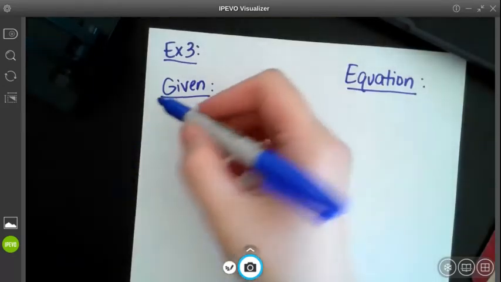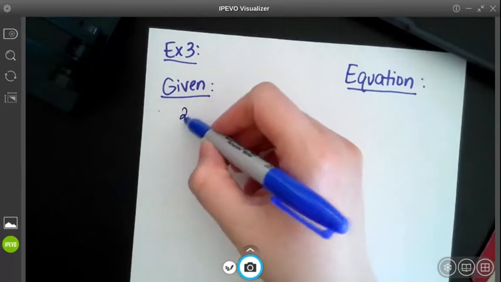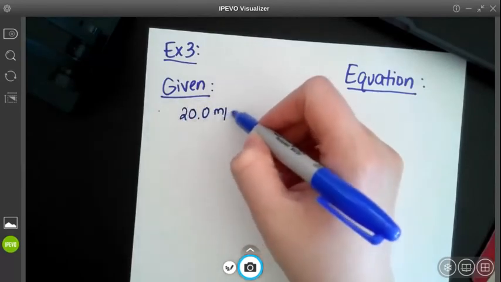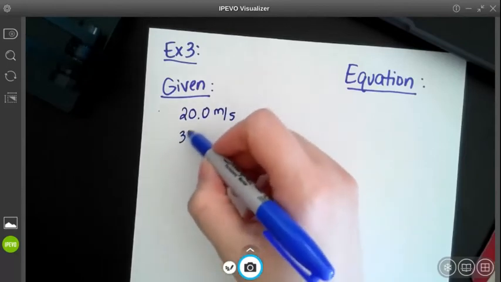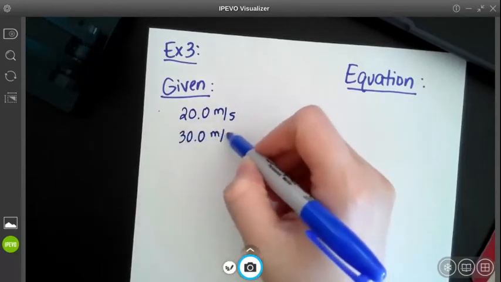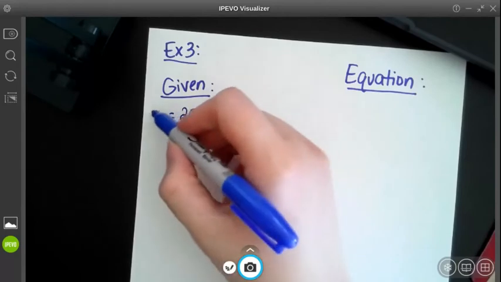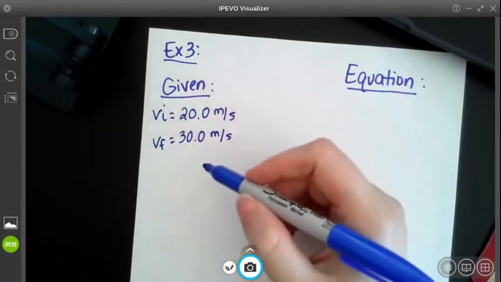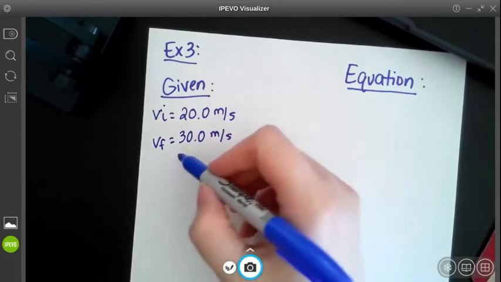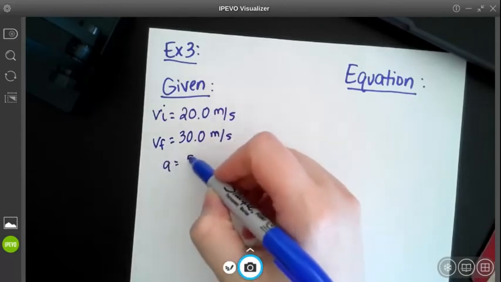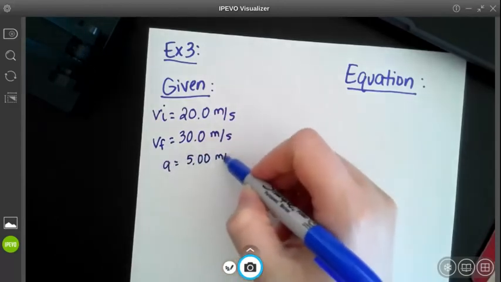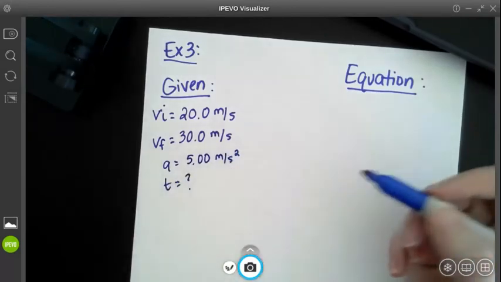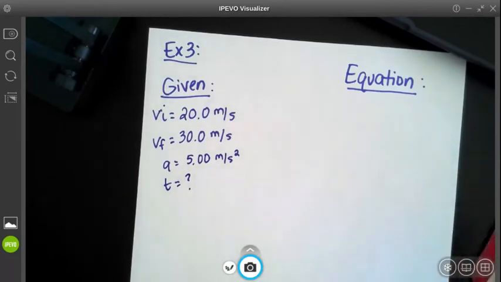So I need to do my given. So we have 2 velocities in this problem. We have 20 meters per second and 30 meters per second. So 20 is what he's starting at, so that's our VI. 30 is what he wants to get to. We're given an acceleration of 5.0 meters per second squared. And we want to know how long it would take for him to pass the car.